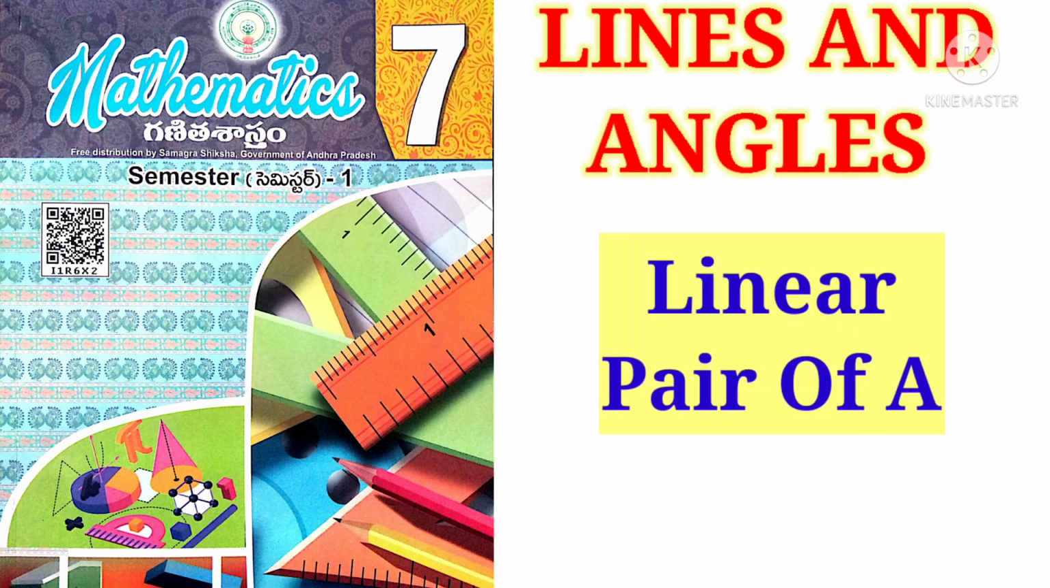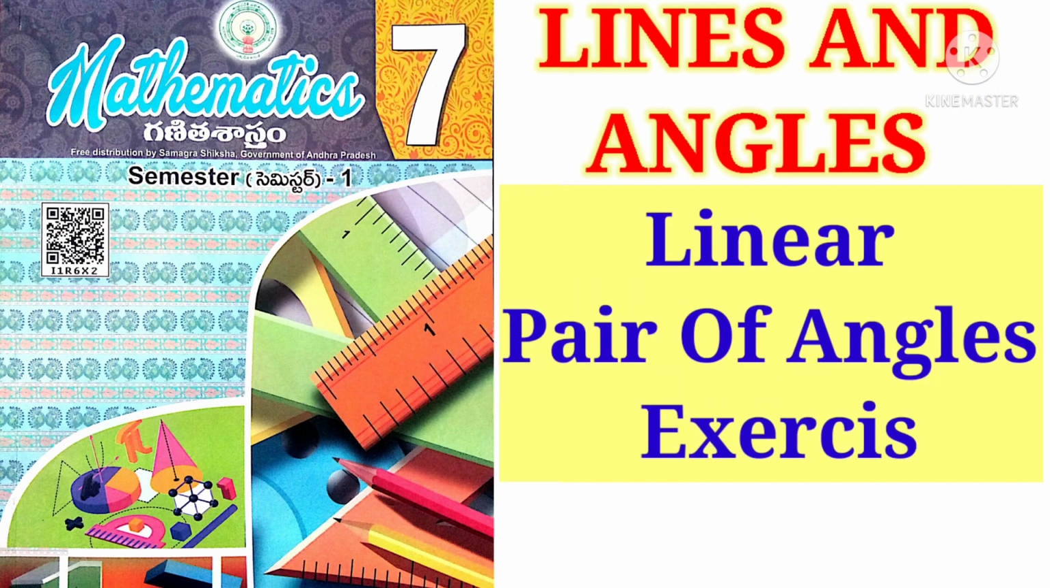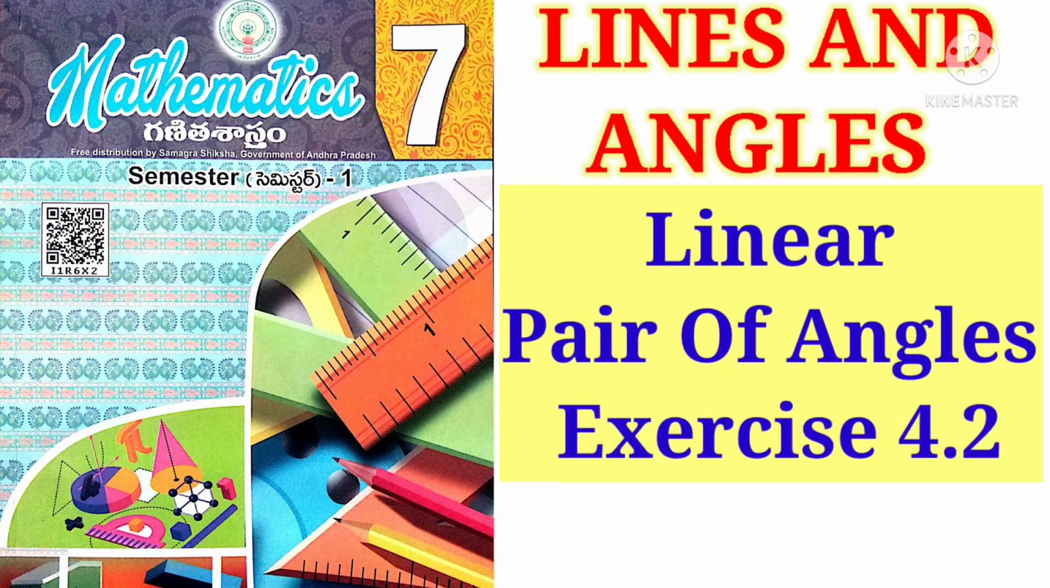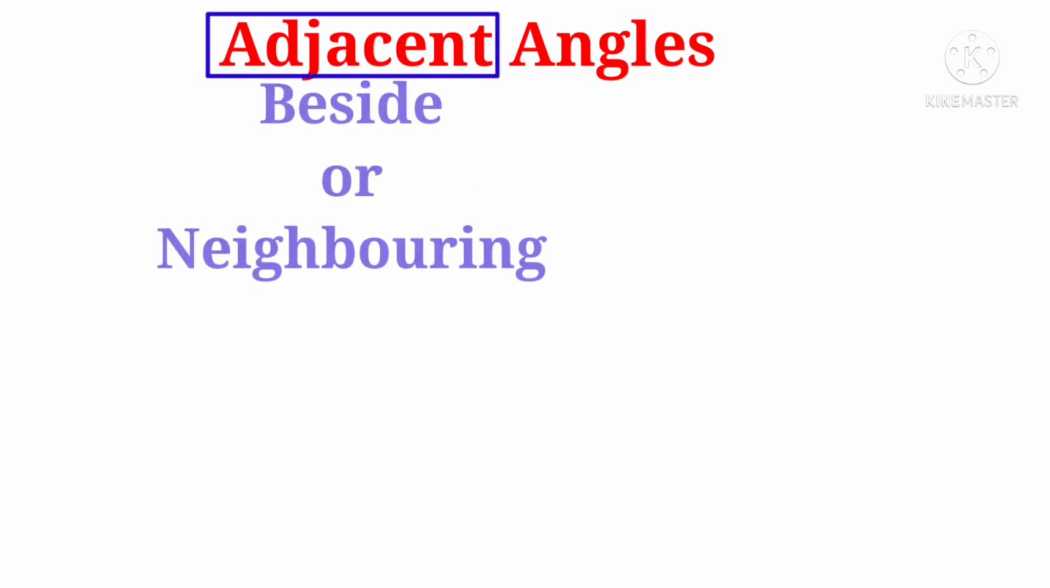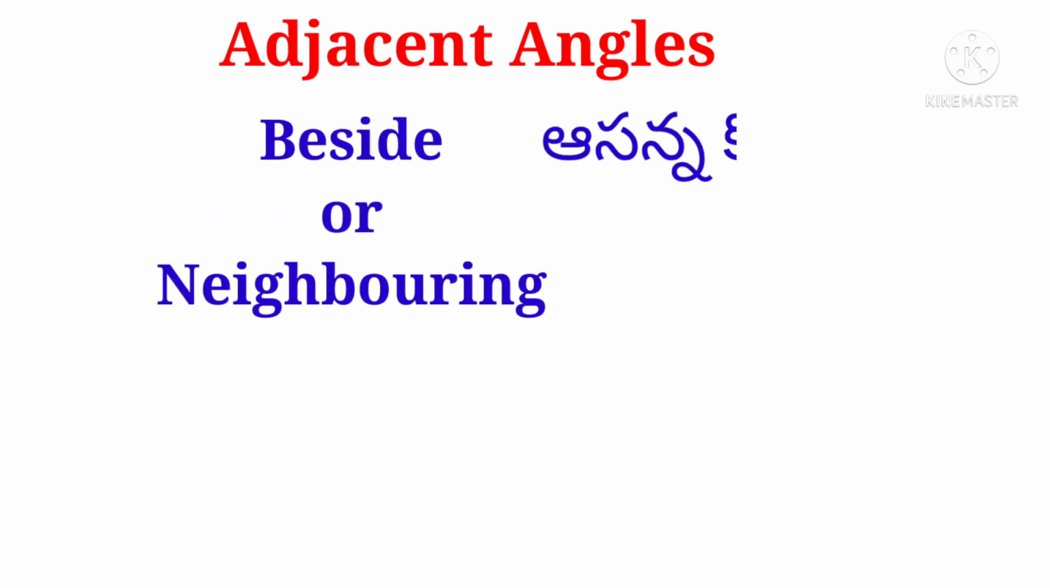Linear pair of angles. Exercise 4.2. Before going to do the exercise, let us learn the concept. Now let us learn adjacent angles. What is the meaning of adjacent? It means beside or neighboring.